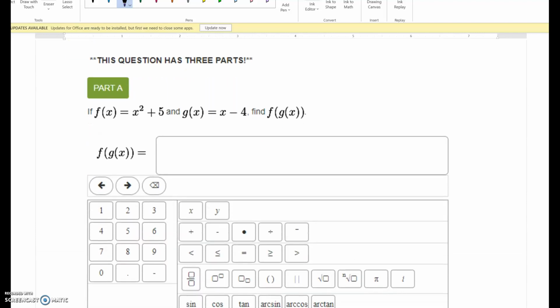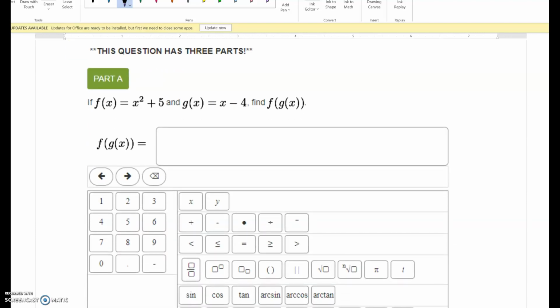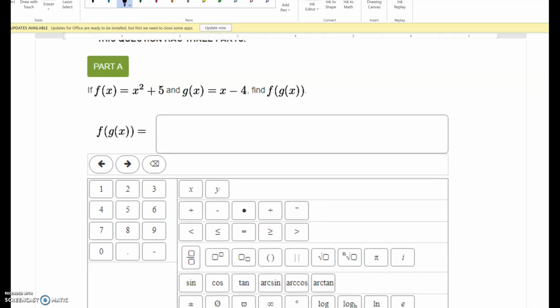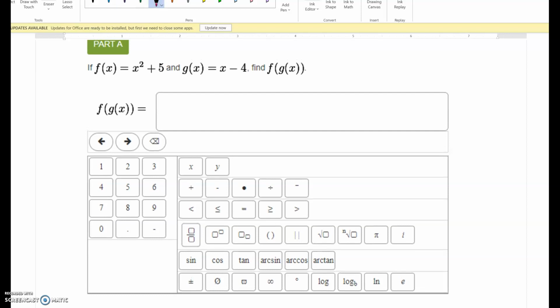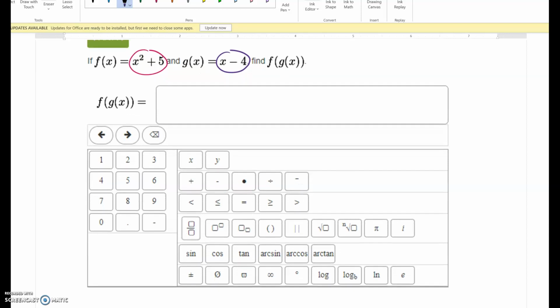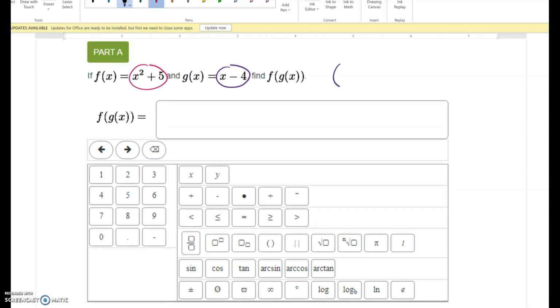Okay, this question has 3 parts. I think I can get through all 3 parts of this. This does involve the math keyboard because there's a square involved. So our f function is x squared plus 5. Our g function is x minus 4. They want us to find f of g of x. So they want us to take the f function, which is something squared plus 5, and they want us to put the g function into that.